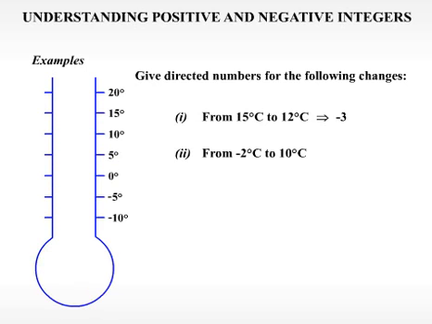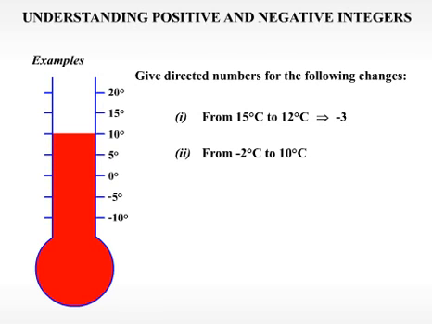Now, what happens if it's from minus 2 degrees up to 10 degrees? So we're starting there at minus 2, and it goes up to 10 degrees. Well, it's certainly risen, and it's risen by 12 degrees. So we can write that as plus 12, positive 12.